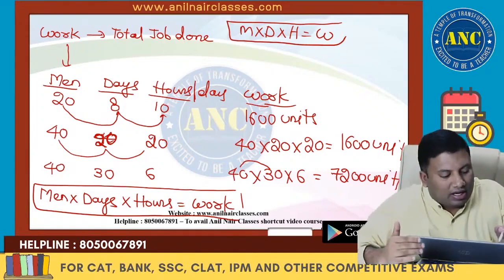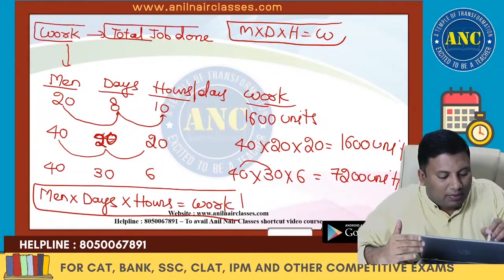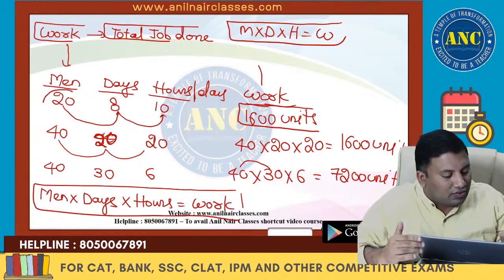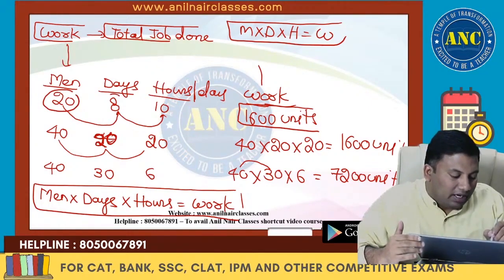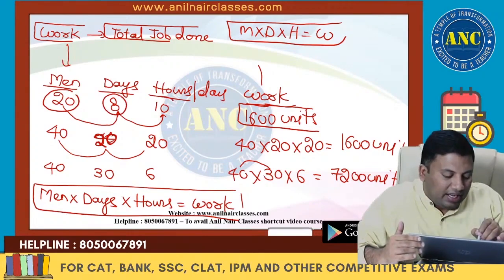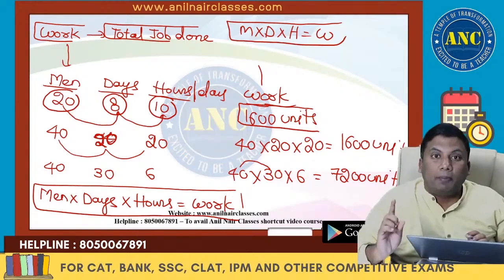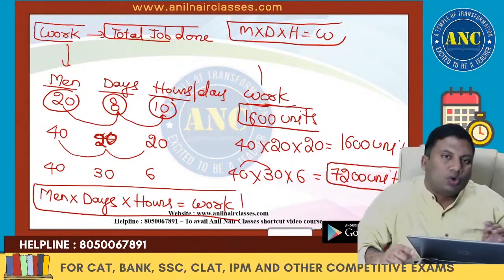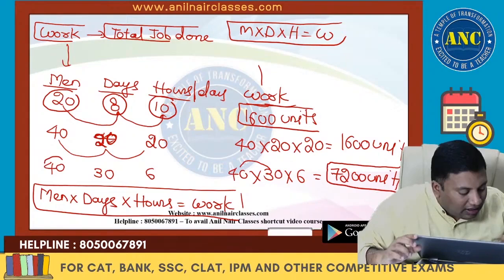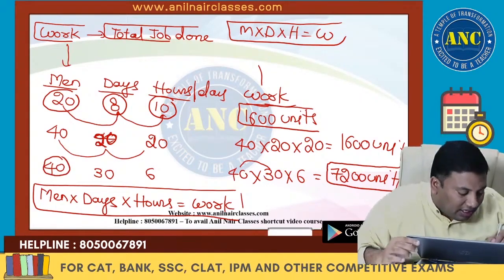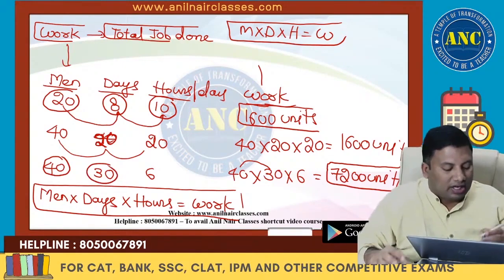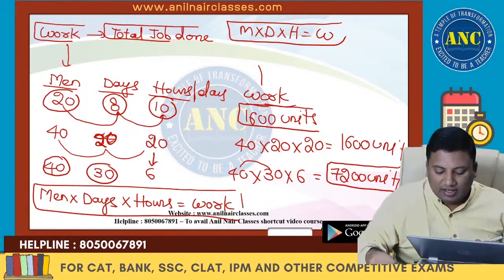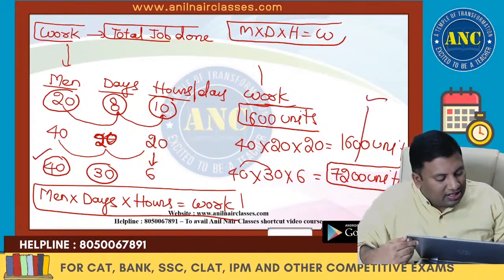What do you mean by work? Work is nothing but the total job done. If I give a work of 1600 units and I have got 20 men and I need to complete the job in 8 days, every day they need to work for 10 hours. Again I am repeating this statement. Suppose I need to complete a job of 7200 pages printing. I got 40 people with me and within 30 days I need to deliver the job. That means each and every person should work for 6 hours per day.